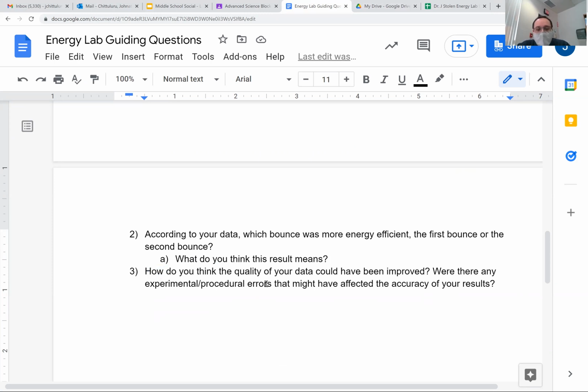How do you think the quality of your data could have been improved? Were there any experimental or procedural errors that might have affected the accuracy of your results? So whenever I tried this on my own, I tried with my little phone, using the timer on my phone. And I almost feel like that's not the most accurate timing, right? So I really think that accuracy always comes down to timing whenever we're using our stopwatch or our phone.